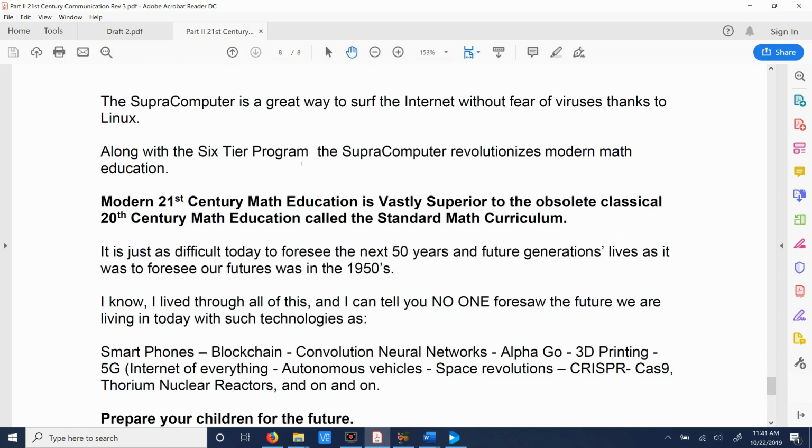Along with the 6-tier program we've talked about in the book, the supercomputer revolutionizes modern math education. You don't need it until you get to tier 4. But once you get to tier 4, you want to use a supercomputer because you can store the Wolfram commands. You can just do all sorts of things with it you can't do with an ordinary computer.